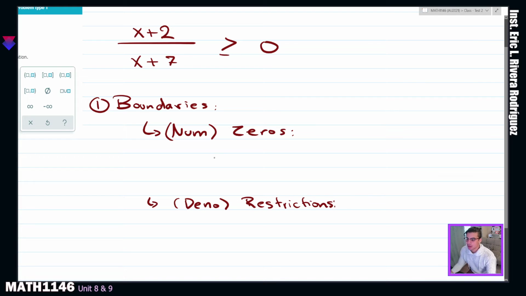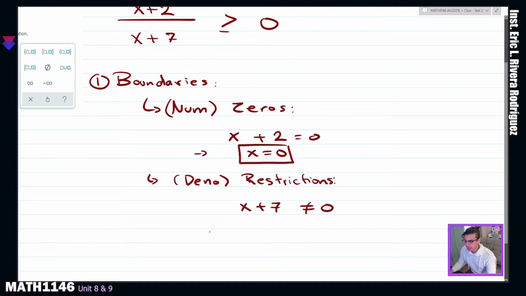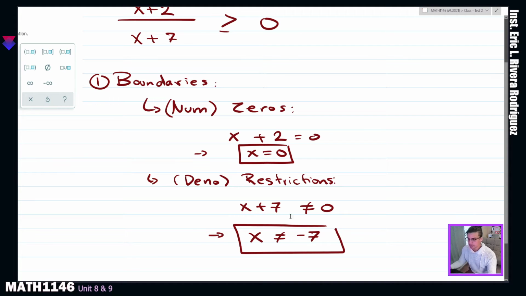So from the numerator, we find the zero of the polynomial that is on the numerator. This is x equal 0. From the denominator, we find the restriction, not equal to 0. It means that the domain has a modification. The domain does not include -7.